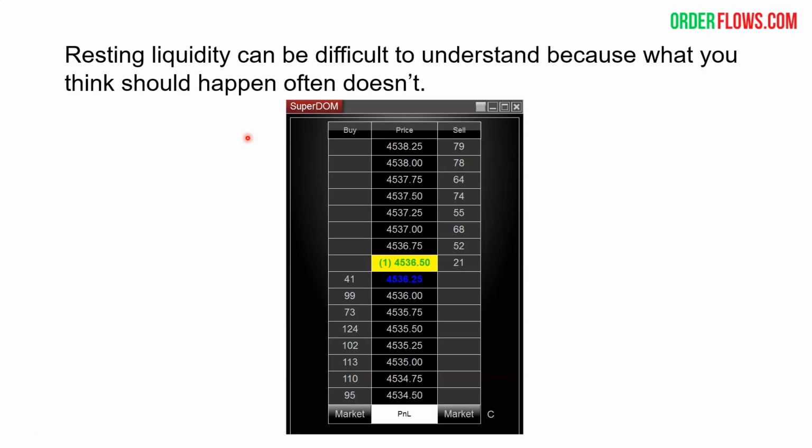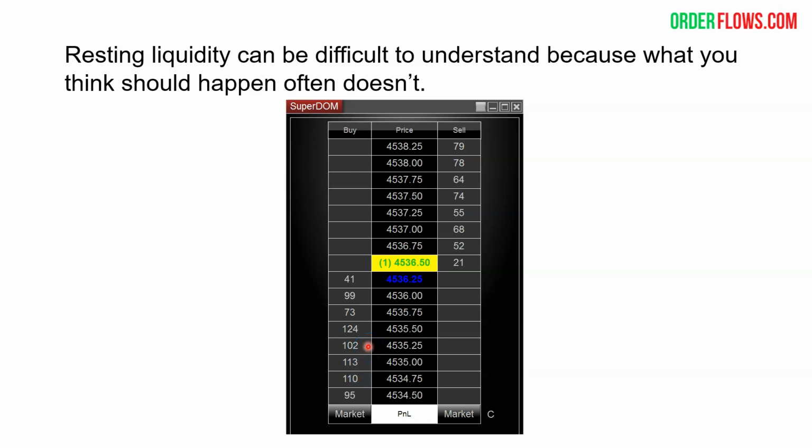Now, before we move on, again, resting liquidity can be difficult to understand because what you think should happen often doesn't, right? This is an order book, okay? In the old days, 10 years ago, people would put out trading courses. They'd show you a picture of a dome like this. 41, 99, 73, 124, 102, 113, 110 on the bid here. So you're seeing it's more on the bid than more on the offer. So they say, well, you should be buying this offer. Well, what happened here is the market sold off, right? Because everyone's saying, well, you got support in the market. You can see it all here in the book.